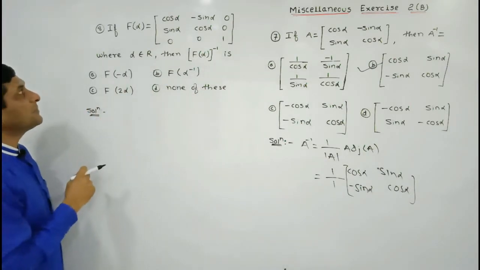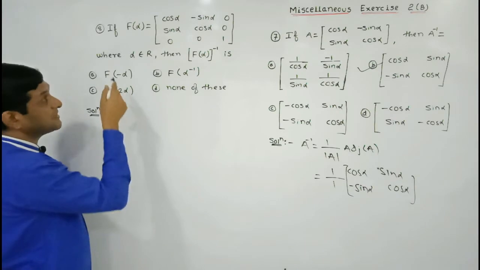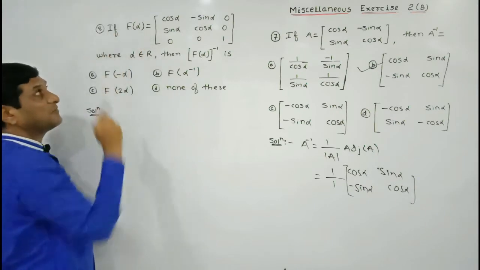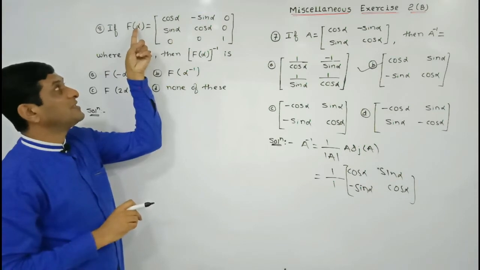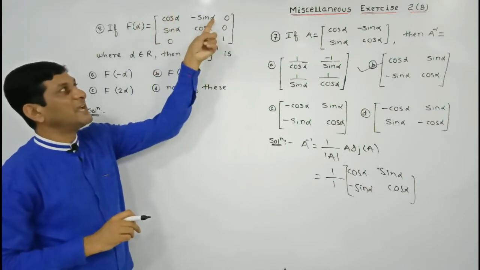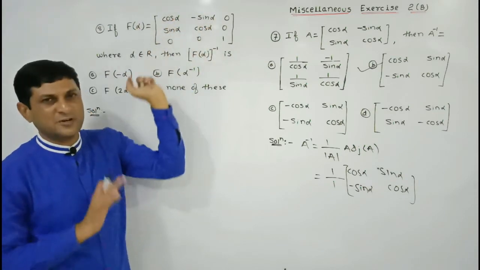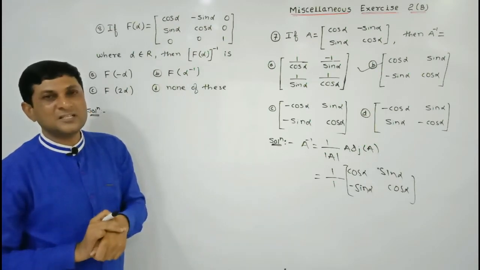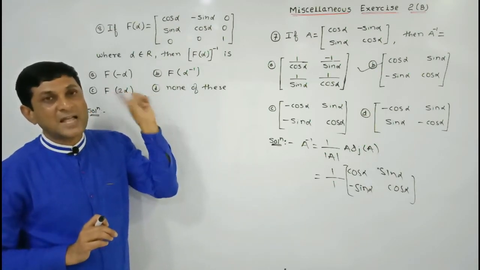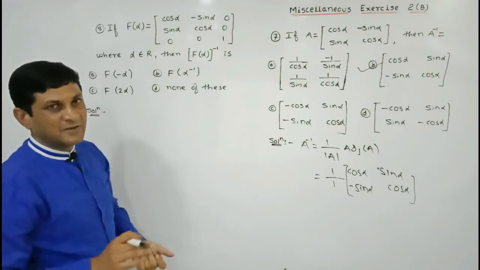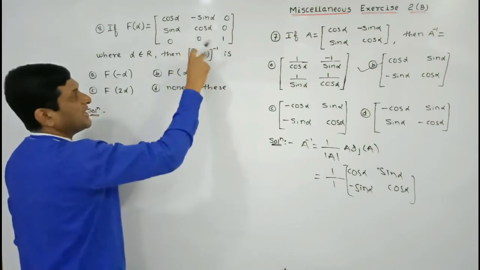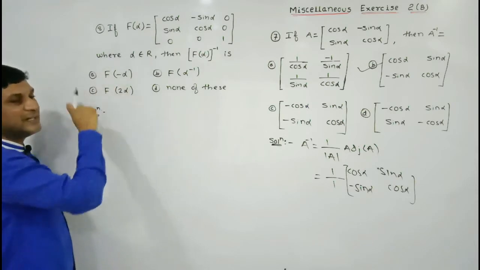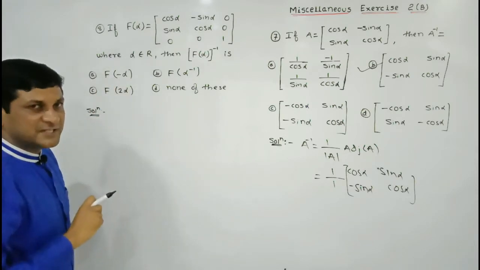Now observe example number 8. In the 8th example, one matrix F alpha is given to us. If F of alpha in brackets is given, at that time our every angle is what, whatever trigonometric ratios are given in this matrix, their angle will be denoted by what? Alpha. Now we have to find the inverse of F alpha. So let us check which option satisfies this condition.